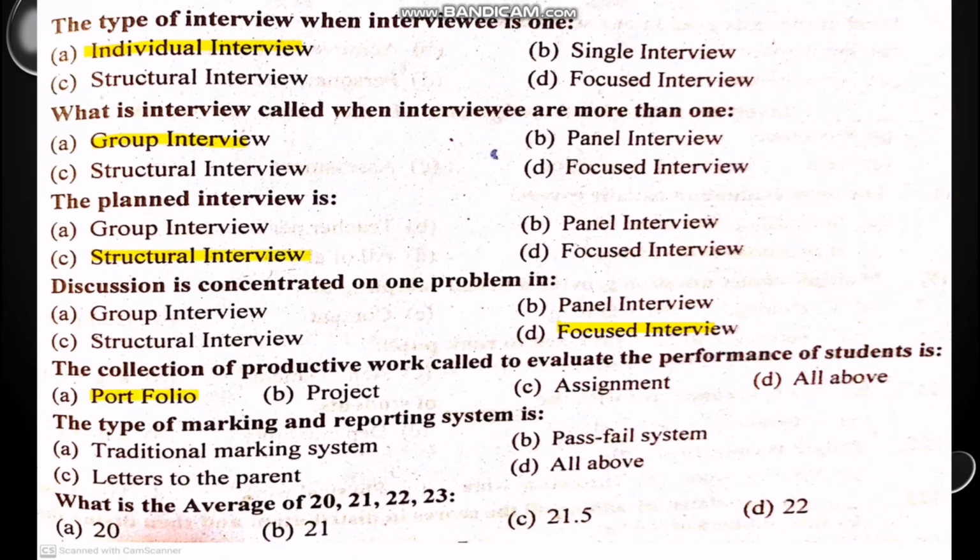The type of marking and reporting system is traditional marking system, pass-fail system, letters to the parents, all of above. So the right option is all of above. What is the average of 20, 21, 22 and 23? 20, 21, 21.5, 22. So the right option is 21.5.